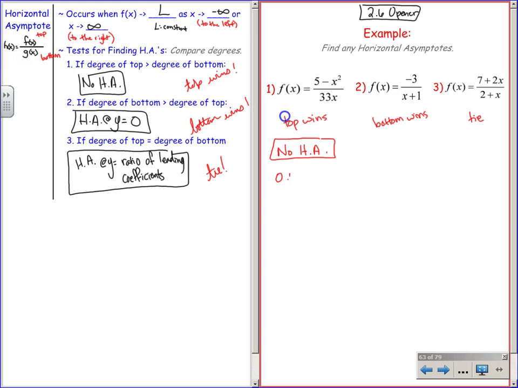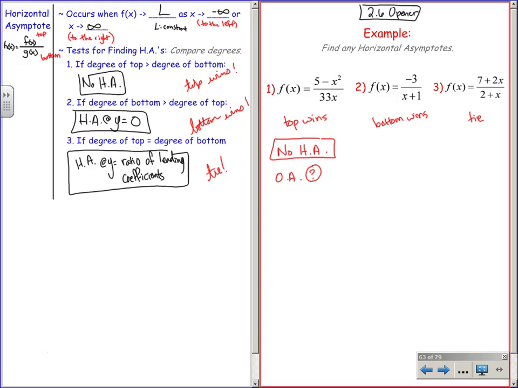Now, there could be something called an oblique asymptote. That's what we talked about at the very end of yesterday. We'll get back to that in a second. If the top wins, long division gets us there. Sometimes there's an oblique asymptote. We'll get back to that in a second. But no horizontal asymptote.